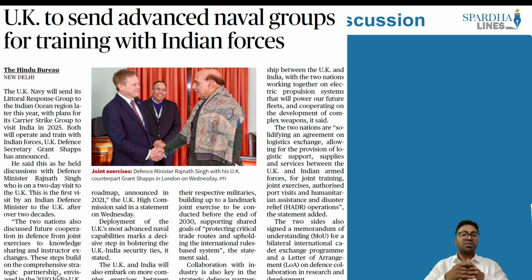So there will be steps that will be taken which will be about comprehensive strategic partnership, envisaging and developing the new security apparatus, increasing the connections between both these countries, and ultimately shaping the future cooperation between India and the United Kingdom. It is this that we have to understand with respect to this article.